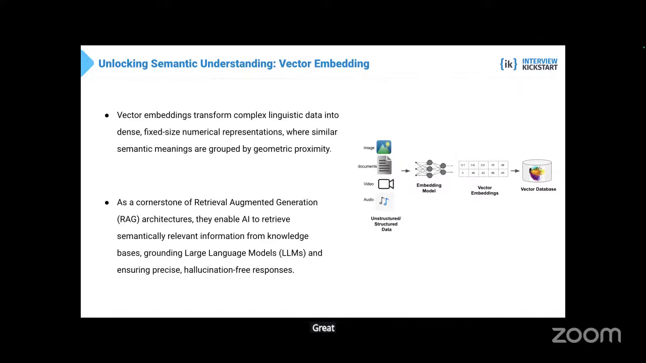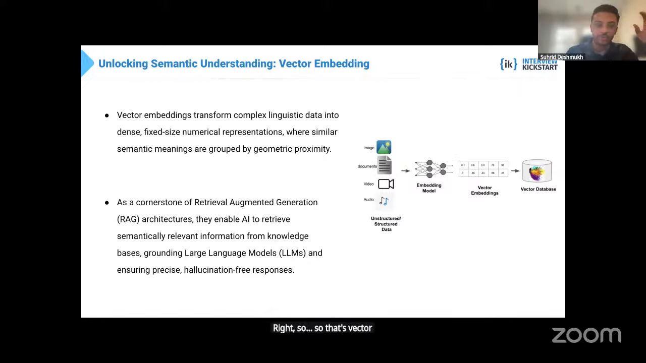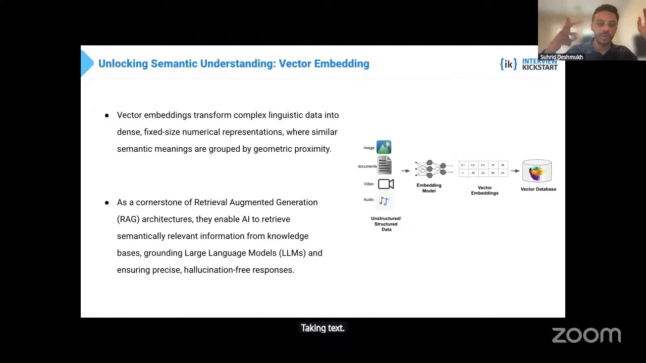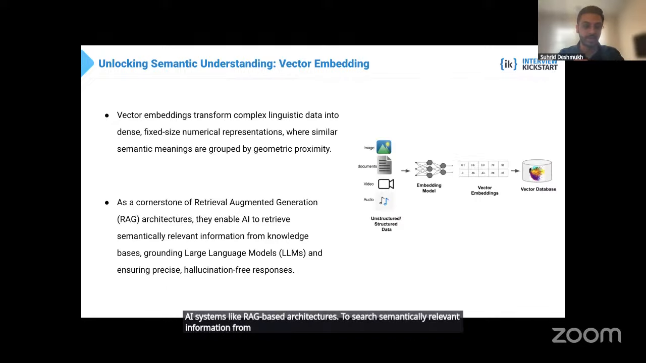Great. So that's vector embeddings for you. A one-line explanation of vector embeddings is taking text, video, audio, or image information and converting it to a set of numbers, or a vector of numbers. That's what vector embeddings are. And they enable AI systems like RAG-based architectures to search semantically relevant information from your vector databases.